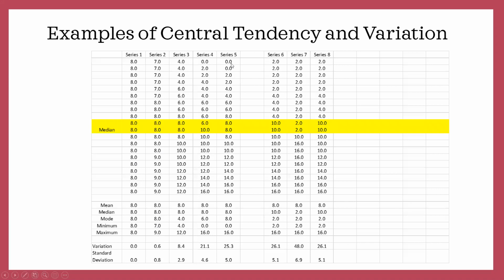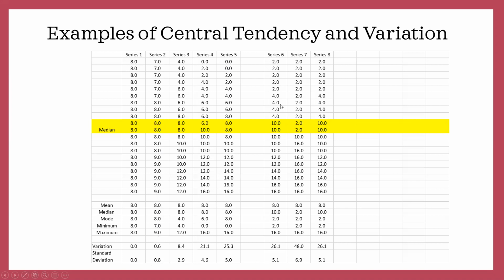Let's look at series 5, where I have a whole bunch of numbers from 0 to 16 in there, right? And you can see that my deviation is 5. It's a measure of how spread apart my data is, right? No spread at all, higher spread, right?